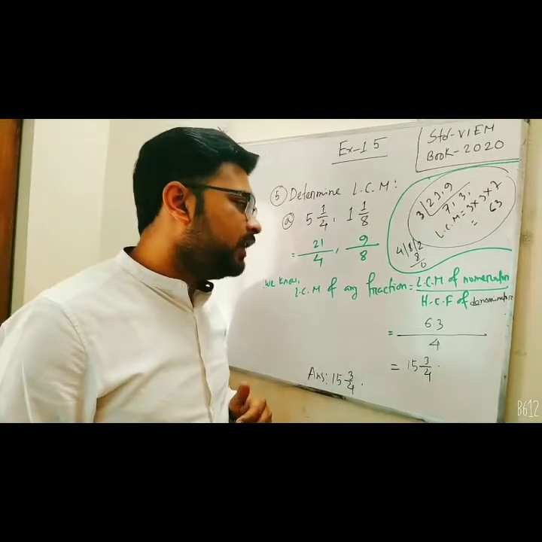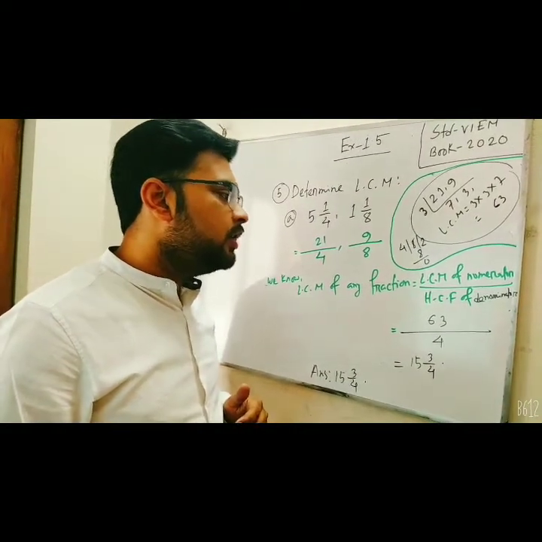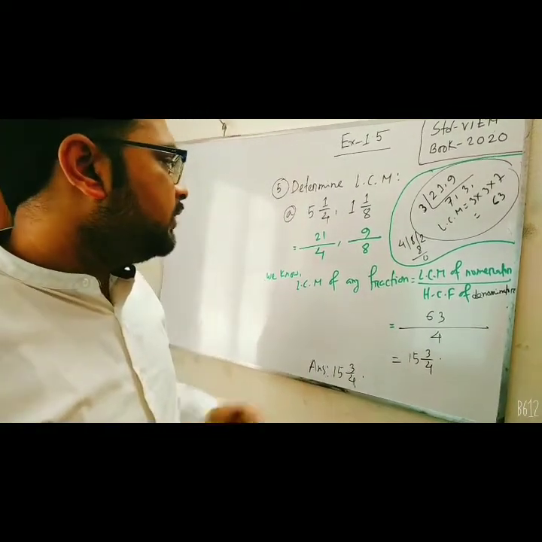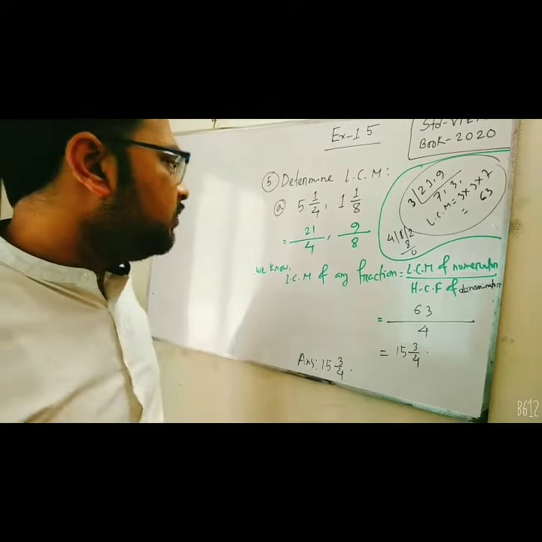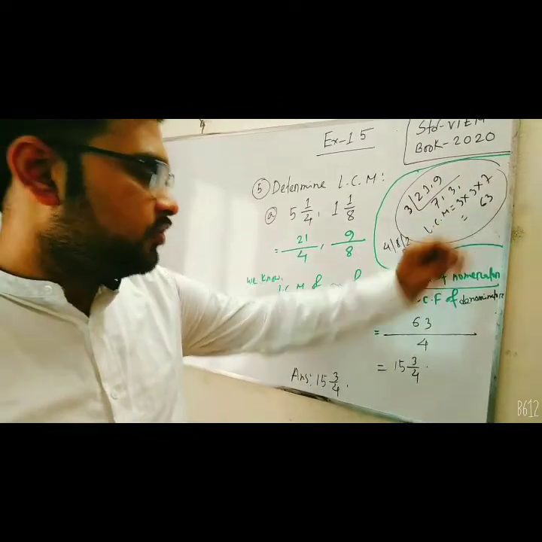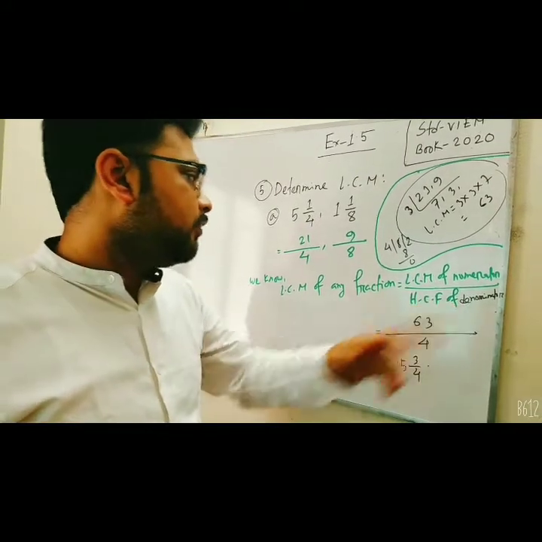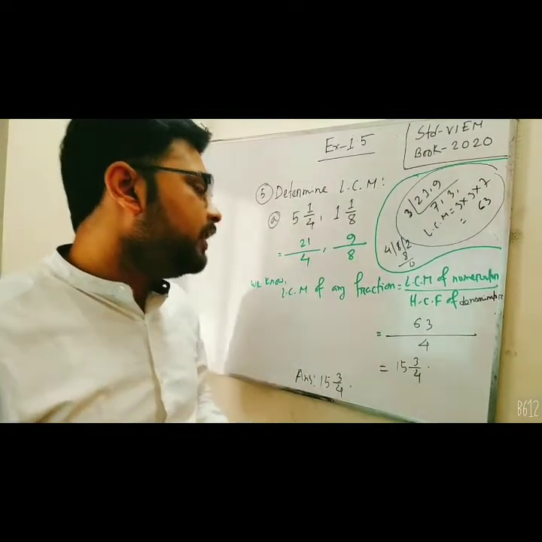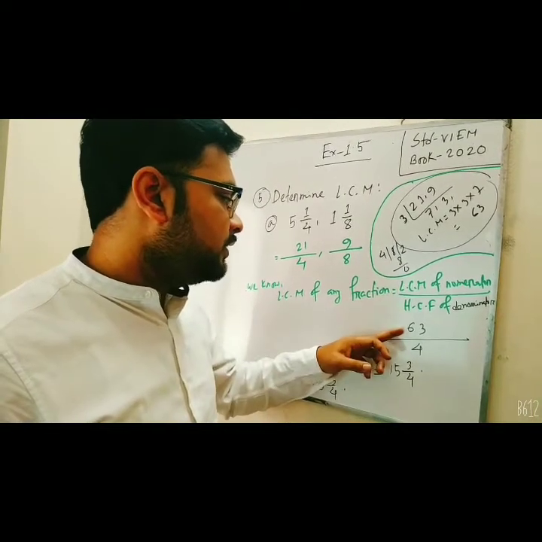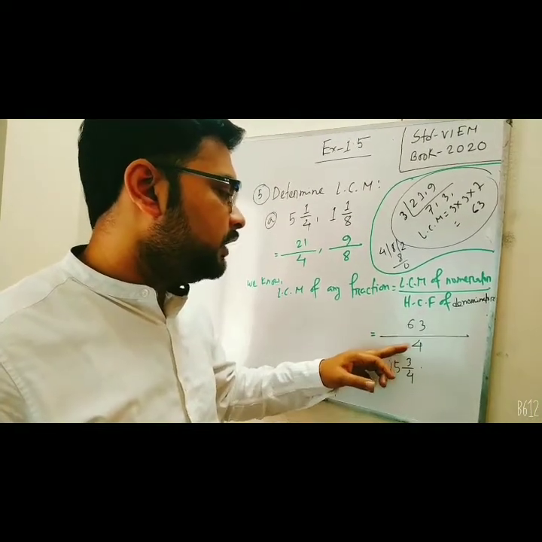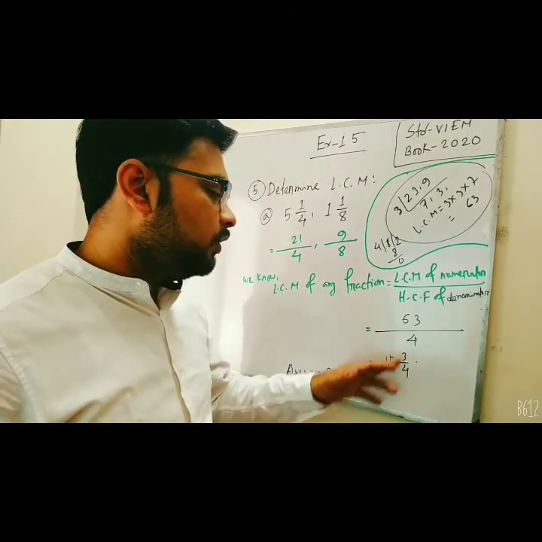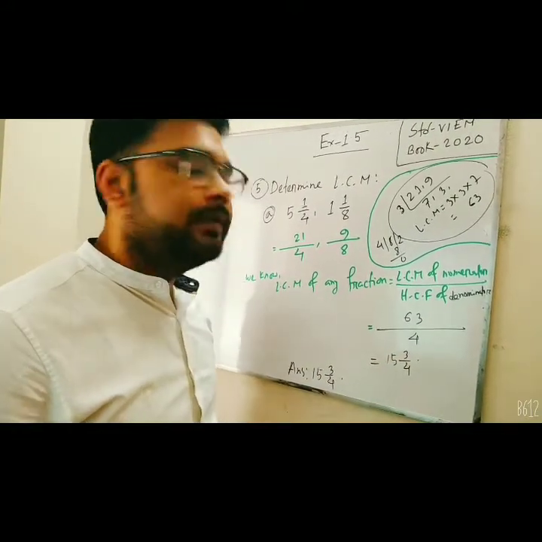We know LCM of any fraction is LCM of numerators divided by HCF of denominators. LCM of numerators, that means 21 and 9. Find out the LCM of 21 and 9. 21 and 9 LCM, that means 63. And HCF of denominators 4 and 8. 4 and 8 HCF is 4. So we can say LCM of numerators 63, HCF of denominators 4. It will be converted into a mixed fraction. We can say 15 whole 3 by 4. So the answer is 15 whole 3 by 4.